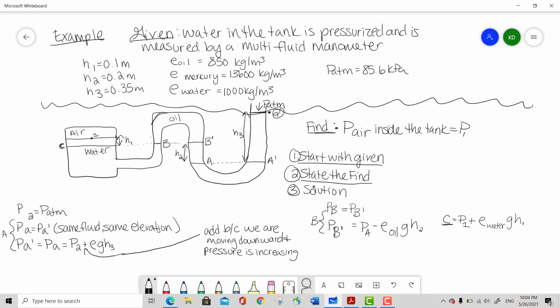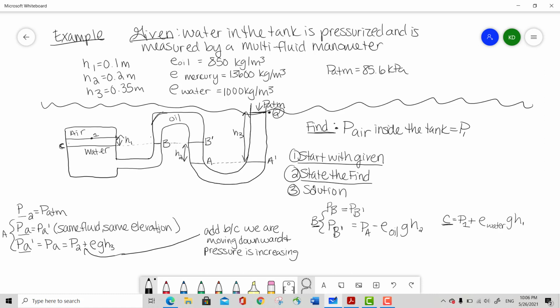So now we've got points. Okay. Does that make sense? When you're moving down, you're going to add because the pressure is increasing. When you're going up, you're going to deduct because the pressure is decreasing. So you have done the pressure calculation formula writing all the way to point 1, so from point 2 to point 1.